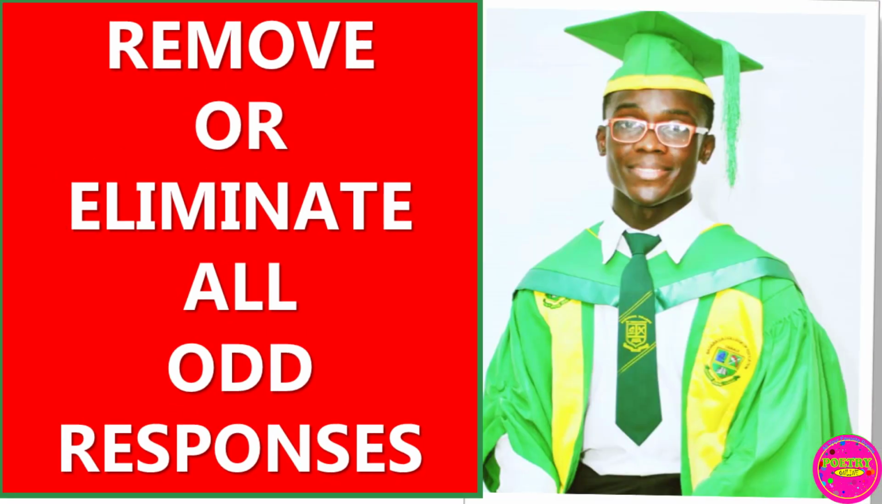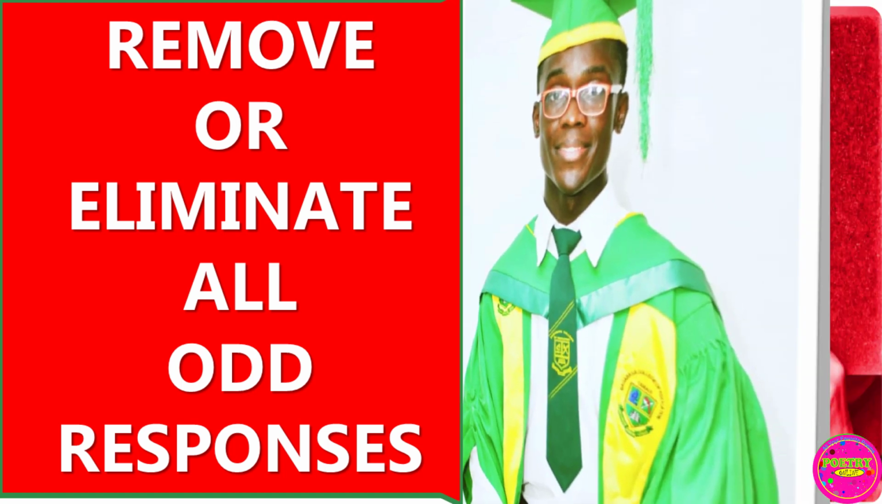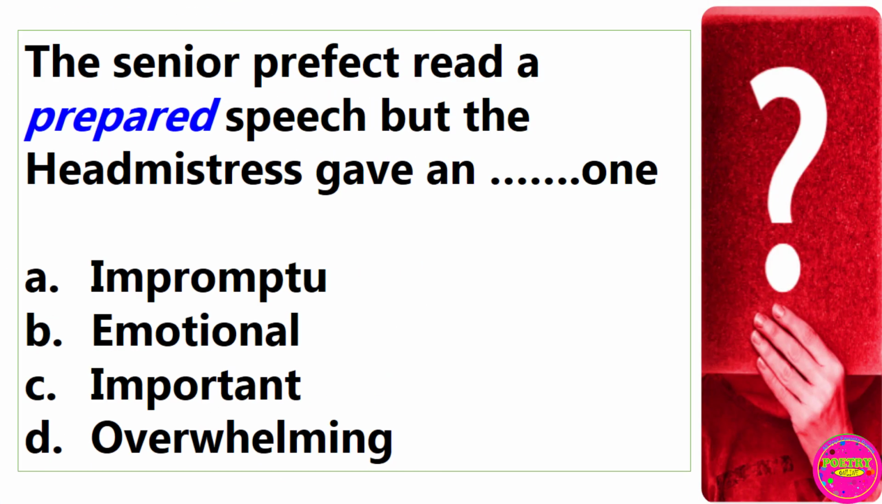So the next thing we're going to talk about is how to remove or eliminate all odd responses. This is very necessary. For instance, when you have a question like this: the senior prefect read a prepared speech, but the headmistress gave a dash. A. An impromptu one. B. An emotional one. C. An important one. D. An overwhelming one.